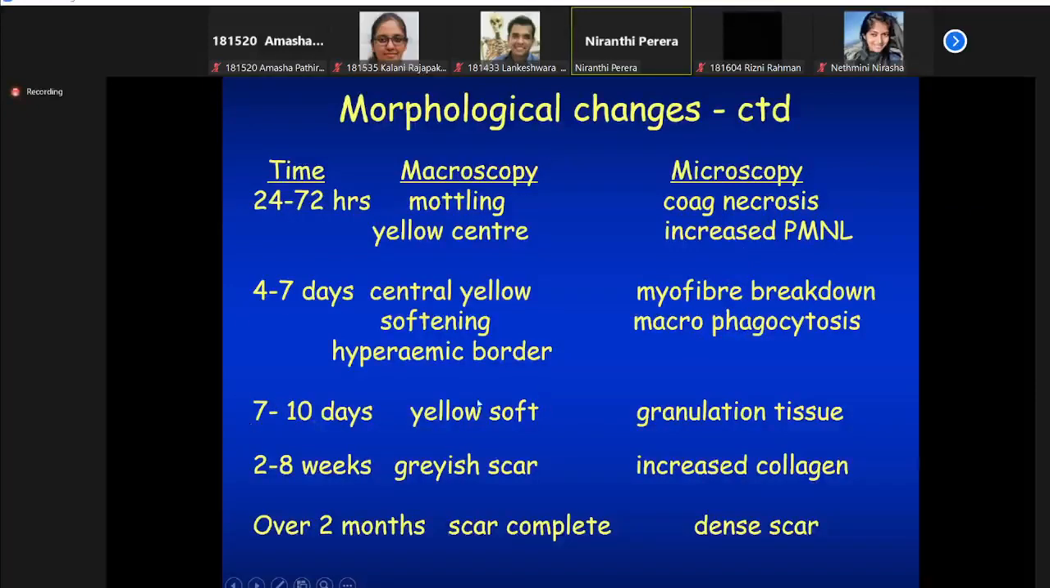Then around about 70 days, it's yellowish, and you're getting granulation tissue forming, because if you remember, myocardial cells are permanent cells, and therefore they do not heal by regeneration. They heal by repair. So you have to get granulation tissue. Then you get a scar as the collagen increases and the blood vessels decrease, and then you get a dense scar. This depends; it may not be 2 months. That will depend on the size of the infarction. So roughly you have to know.